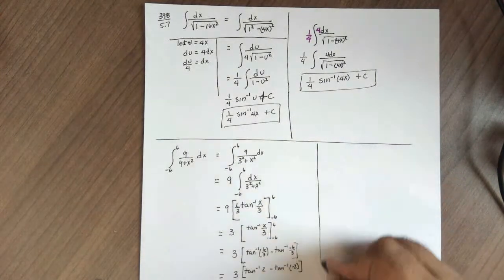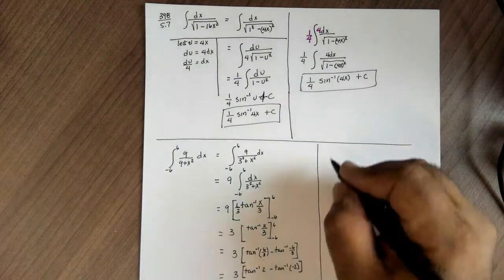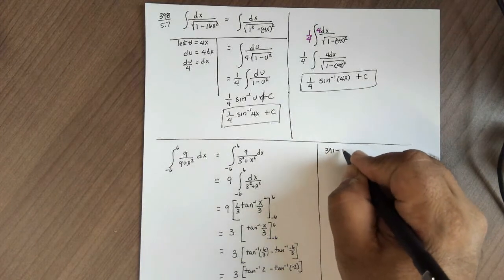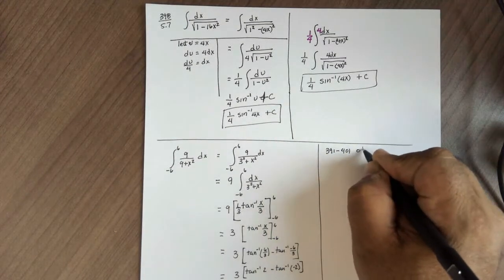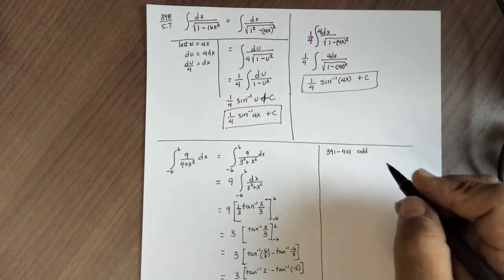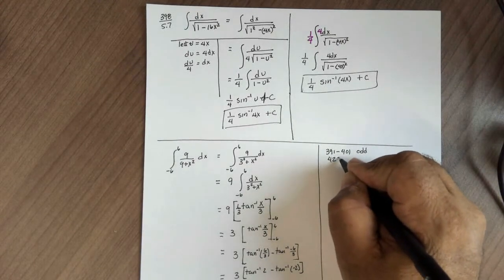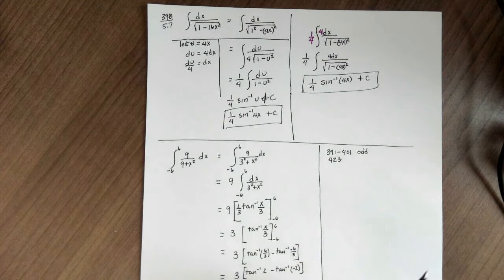Your assignment for this section is going to be 391 to 401 odd, and I also want you to do 423.